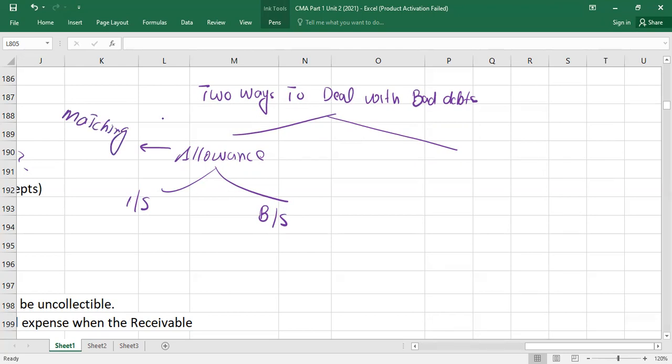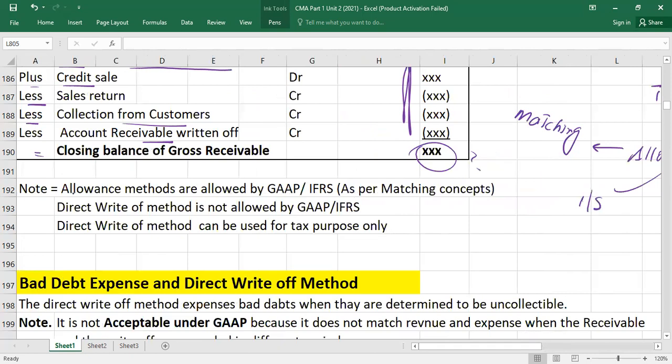There is another method to deal with bad debts expense, that is called the direct write-off method. Okay, guys, direct write-off method. This is what I'm going to tell you now. Here you do not need to calculate any allowance. You just wait until the actual time of the bad debt. Who is denying? At that time you will do something. Otherwise, you will not do anything. So here we go. Let's move to that side now, starting with these three notes.